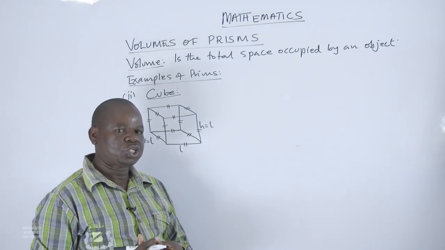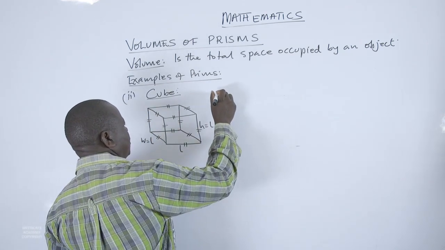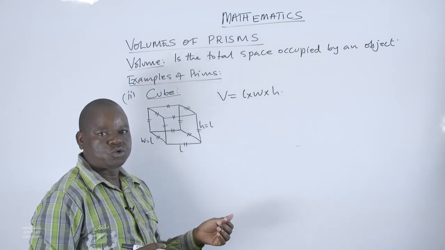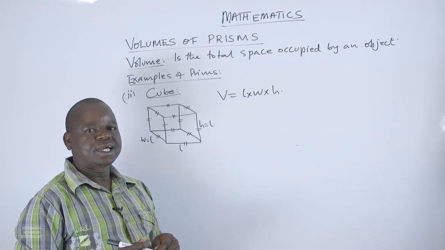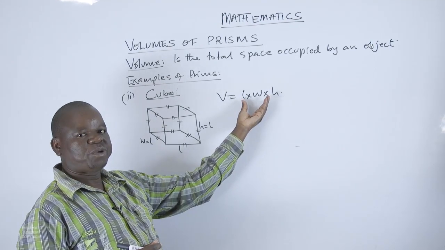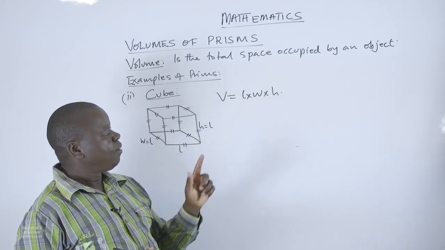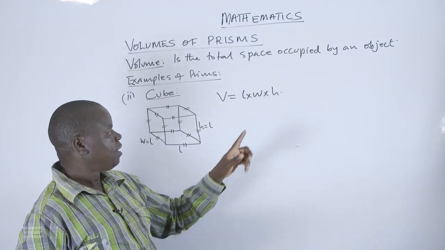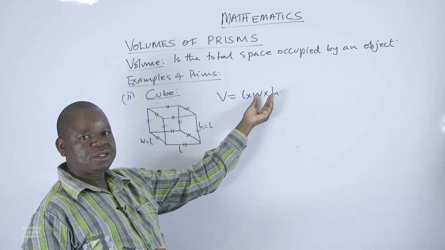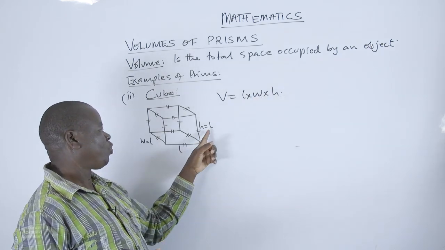So using the basic notation of the calculation of the volume of a prism, we get volume is equal to length times width times height. That is our basic notation for the calculation of the volume of a prism. From this, we can see that we have length, but our width is equal to length, and our height also is equal to length. So where there is width, we substitute with length, and where there is height, we substitute also with L.